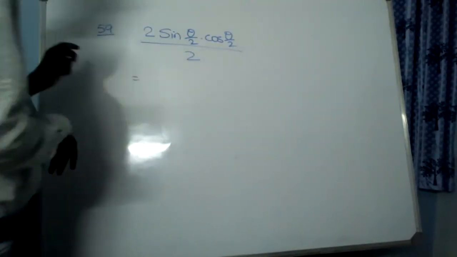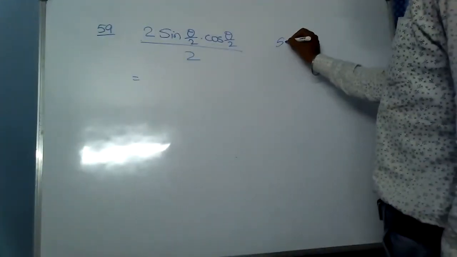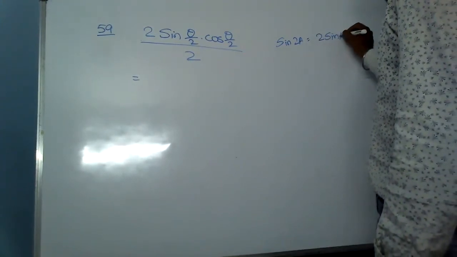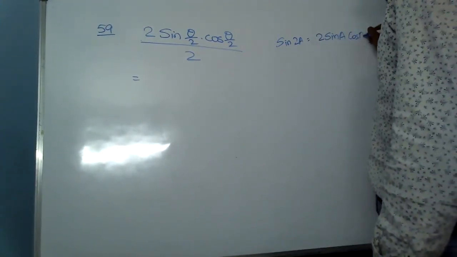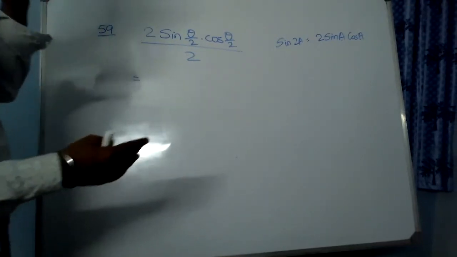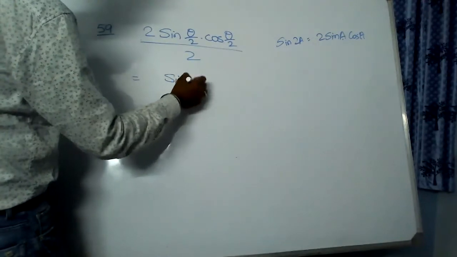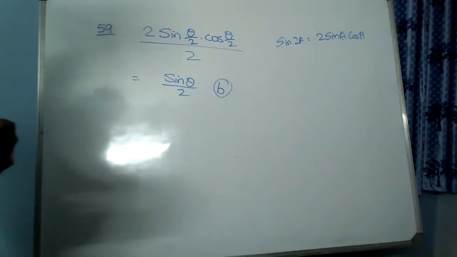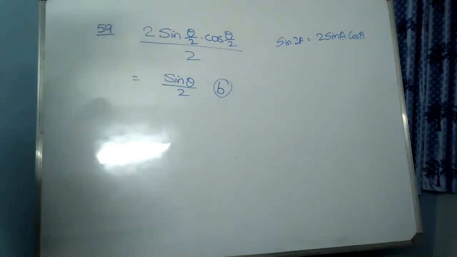Now, if you remember, at the starting of the class I've written a formula that sine 2a equal to 2 sine a cos a. That was in the beginning of the class today. I told you this formula. Here in place of a, I have theta by 2, right? So sine 2a will become what? Sine 2 into theta by 2, basically sine theta. So the whole numerator will become sine theta, divided by 2. That's your option B, right? So that was your question number 59.